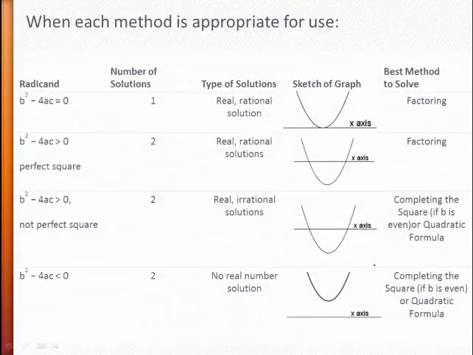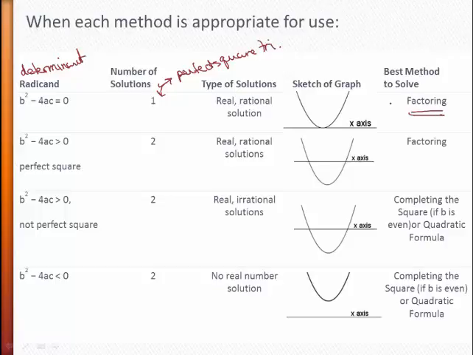Now, when do you use each method? Okay. If you have a 0 as your determinant, also known as your radicand, it's the number underneath the radical, you know you have one solution. So you're going to have basically a perfect square trinomial, and you have one solution. These are easily solved by factoring.